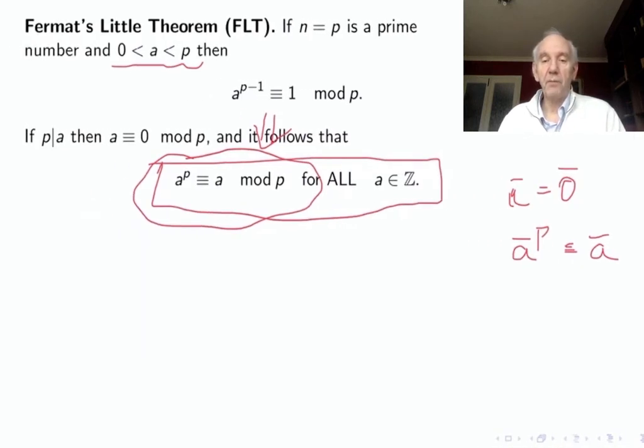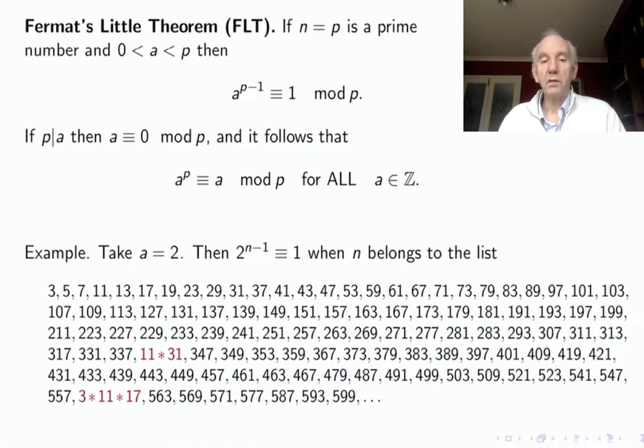I want to finish with an example. So the example consists of the following. This time, rather than fixing n, I'm going to fix the integer a. So I'm going to take a to equal 2. I'm going to allow the exponent in this theorem to vary. In fact, I'm even going to allow non-prime numbers. So I'm going to study 2 to the power n minus 1 for any integer n.